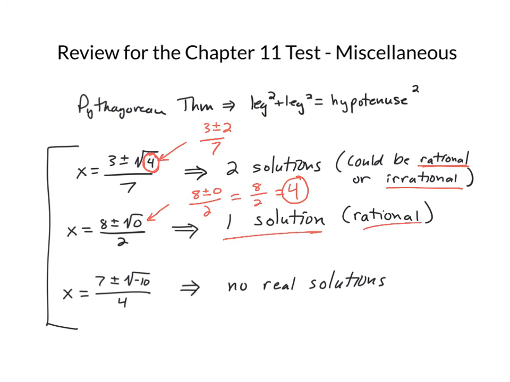And then the third option is getting a negative under the radical, and we do not take square roots of negative numbers. So I would stop working that equation, and I would say that there are no real solutions. When you get to Algebra 2, we will learn about some alternative ways to deal with a problem like this, but for your purposes, there's no solution if you get a negative under the radical.